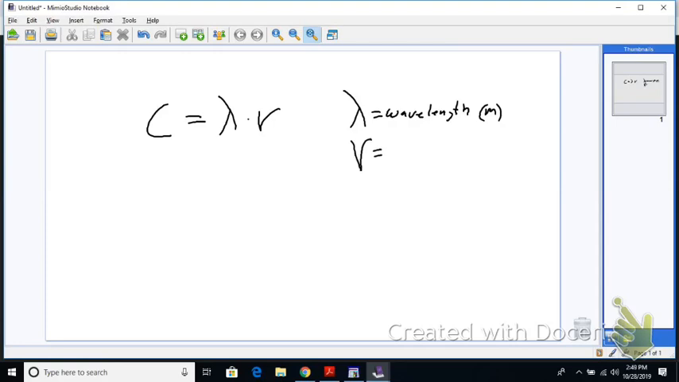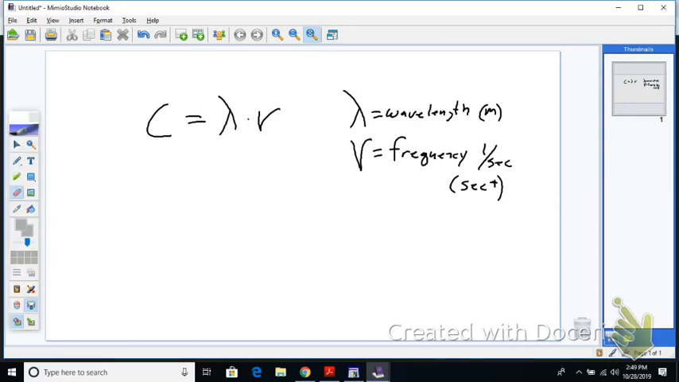Nu is the Greek symbol, and that's frequency. And its unit is in the denominator, though. So it's like 1 over seconds, or seconds to the minus 1. That should be minus 1. Okay? Because it's like waves per second, cycles per second, something per second. It'd be like meters per second, where that unit's on the bottom, but it only has one unit. And the unit is seconds in the denominator.